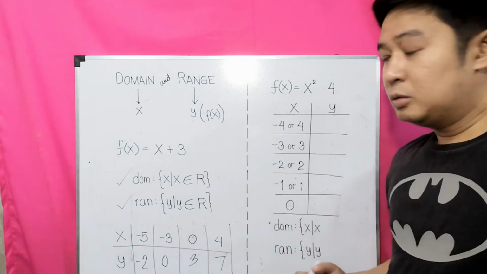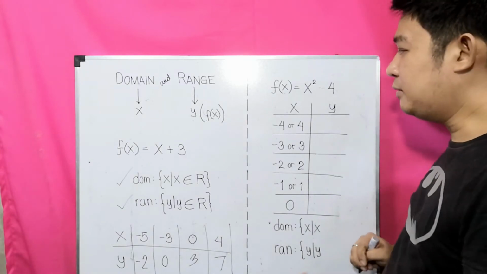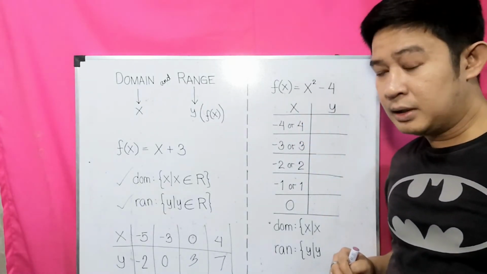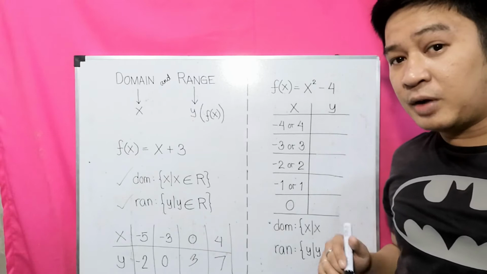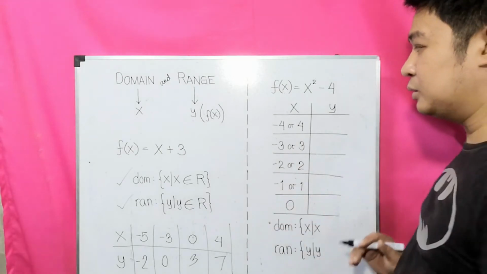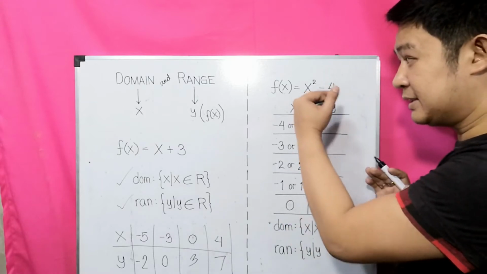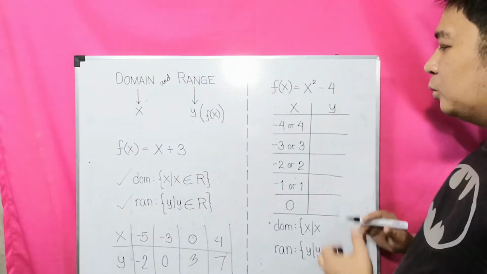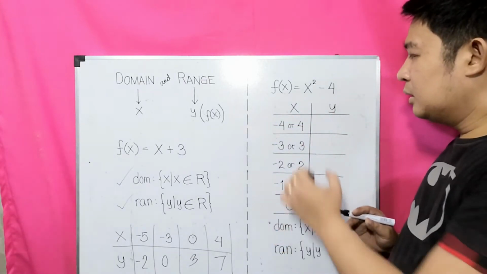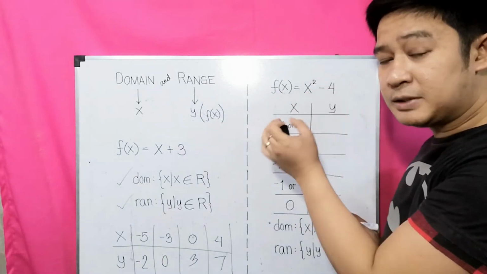Now, let us determine the domain and range of this particular function. We have here f of x is equal to x squared minus 4. So this is actually a type of quadratic function. Now, I will be using this table of values for us to analyze what should be our domain and range for this particular function. Whatever value we use for x, let's say negative or positive, since this will be squared, the result will always be positive.